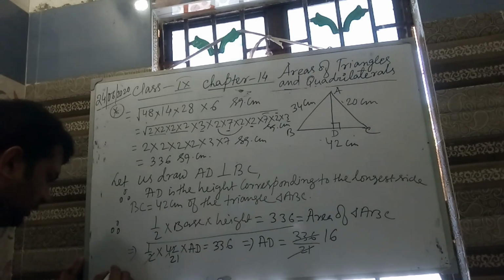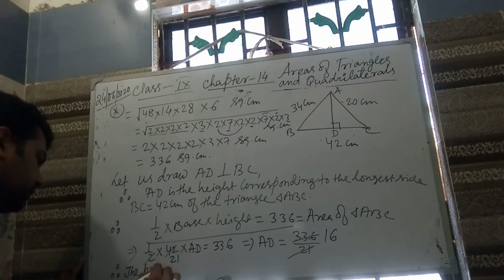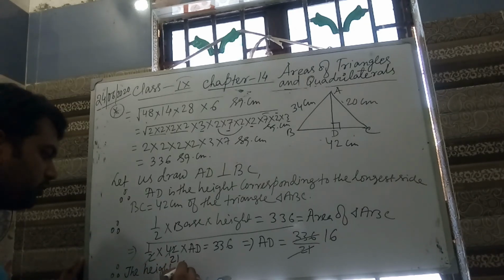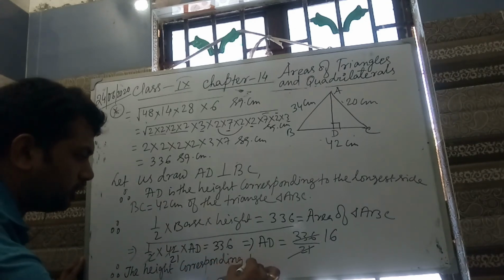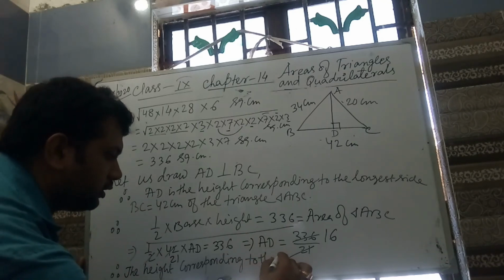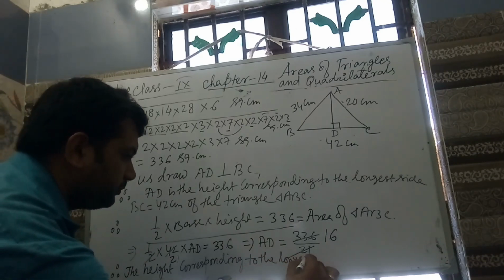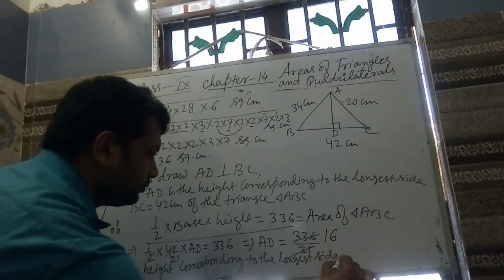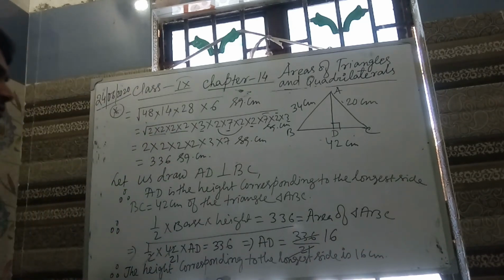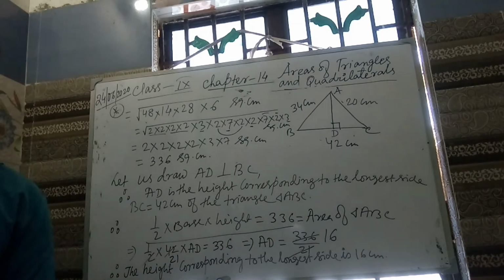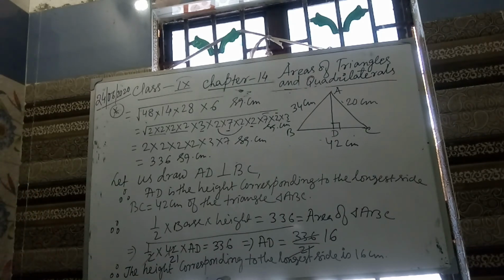Therefore, for the final answer, the height corresponding to the longest side is 16 centimeter. Okay, do it. Copy it from the board.